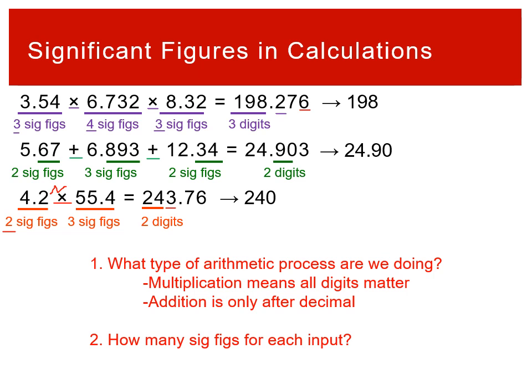Another common mistake is just dropping the 0 and writing 24. That is wrong. We do need that 0. It's not significant in the sense that it doesn't convey what the value is, but it does convey magnitude. So you do need that 0 there. If you were doing scientific notation, you wouldn't. It'd be 2.4 times 10 to the second.